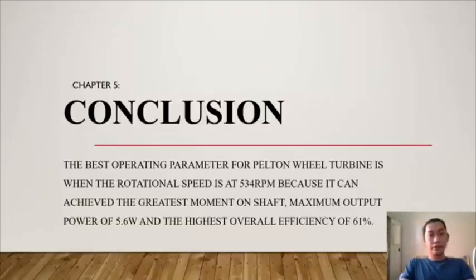For Chapter 5, which is the conclusion, we have concluded that the best operating parameter for the Pelton wheel turbine is when the rotational speed is at 534 rpm, because it can achieve the greatest moment on the shaft, a maximum output power of 5.6 watt, and the highest overall efficiency, which is 61%.